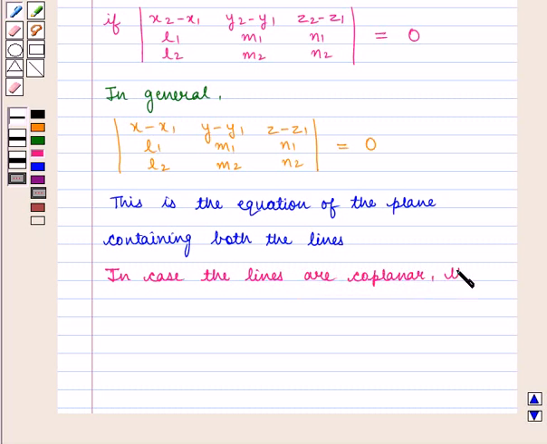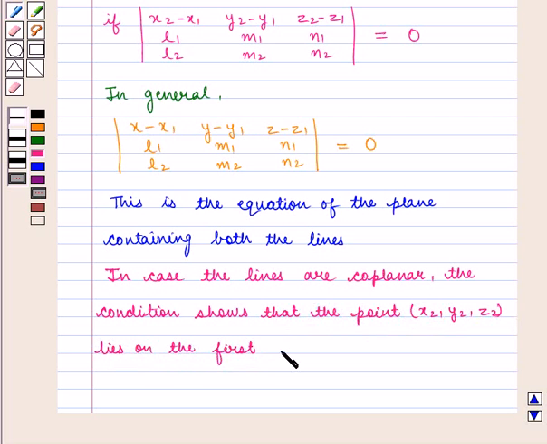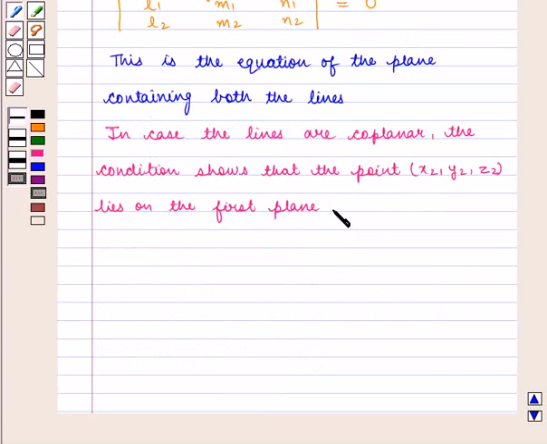The condition shows that the point with the coordinates x2, y2, z2 lies on the first plane and the point with the coordinates x1, y1, z1 lies on the second. These two planes are identical and contain both the intersecting lines.